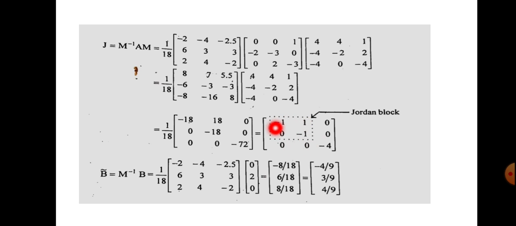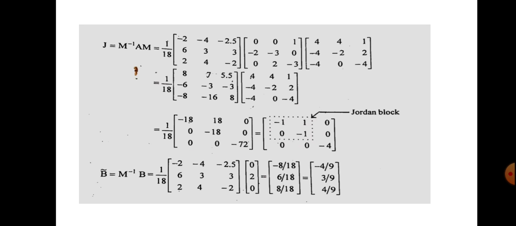You can see that here this is lambda 1, this is again lambda 1, and this is lambda 3. Here lambda 1 and lambda 2 are repeating, and that is shown here. So this represents the Jordan block. Similarly, we find J.